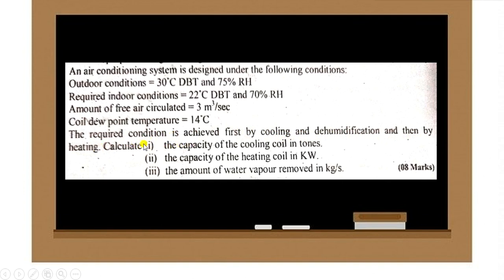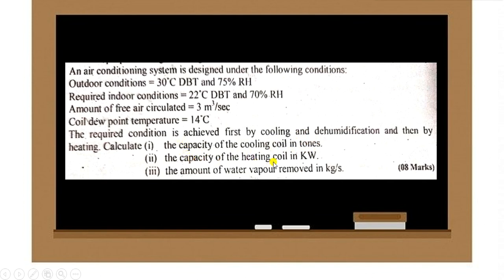In these three processes he has asked for three unknowns. Calculate first the capacity of the cooling coil. If you are using a cooling process, then obviously you must be using some cooling coil. So how much capacity of cooling coil is required in tons you need to calculate. Tons here is not mass; it is TOR, that is tons of refrigeration. In the elements of mechanical engineering course you have studied that tons of refrigeration is a unit of refrigerating effect. Understood? So the cooling coil capacity you need to convert into tons of refrigeration, or in short form, tons.